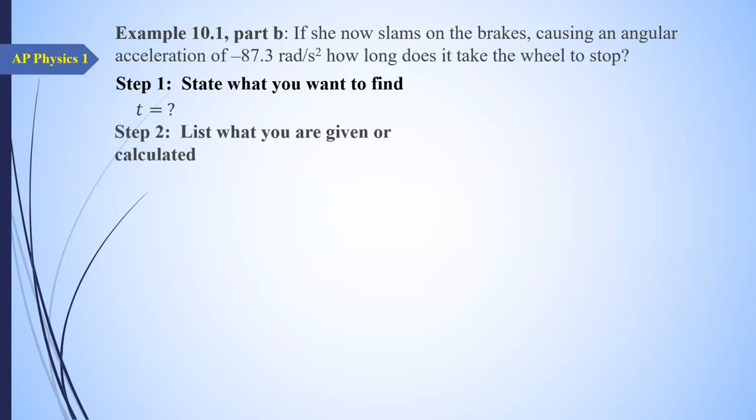List what you are given or calculated. So the initial angular velocity that we calculated in part A was 26.17 radians per second. Now we need to have the final, and that's going to be 0 radians per second. It's going to come to a stop. The angular acceleration is negative 87.3.